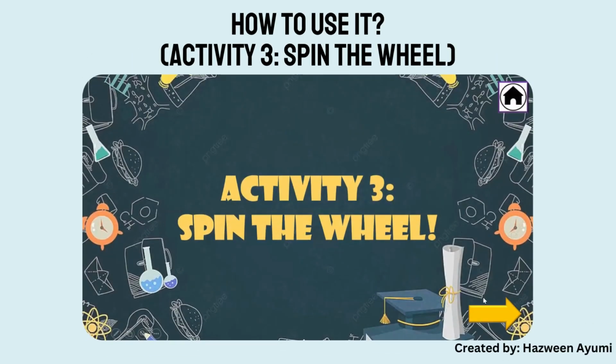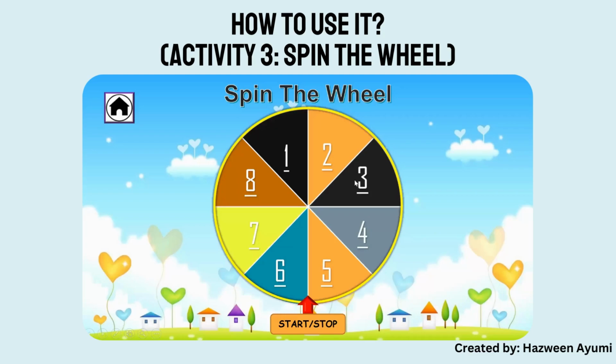Activity 3, spin the wheel. Push the yellow arrow button and we're going to see a wheel spinner that consists of numbers, which indicate the questions. To play this activity, the player must tap the start or stop button to make the wheel spin. Okay, so let's start the button.